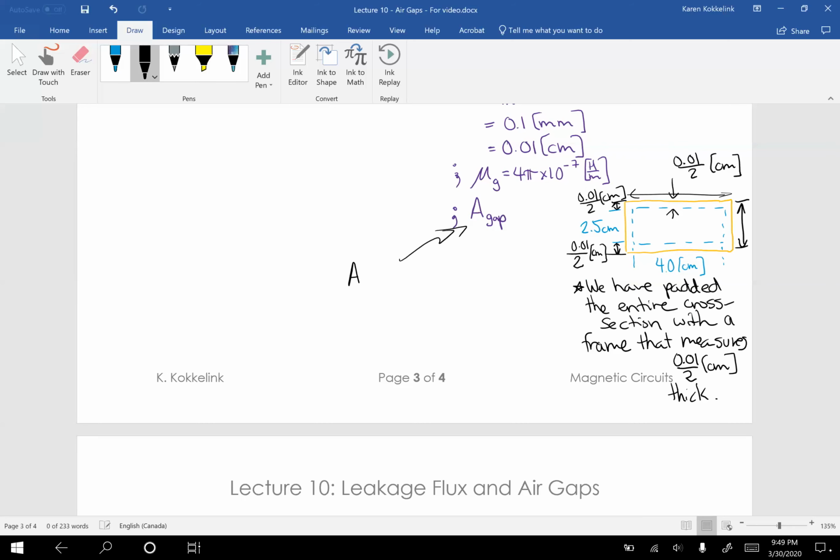Therefore, area of the gap is equal to length times width. So, new length times new width. That is the old length plus gap length, times old width in blue plus gap length, half on each side.